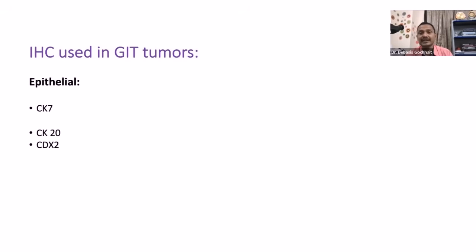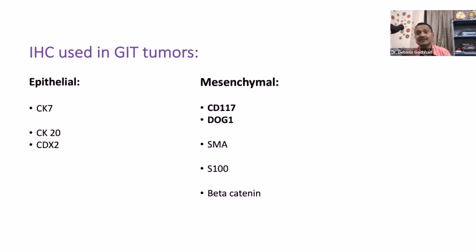When we talk about the gastrointestinal tumors, now gastrointestinal tumors can be epithelial, which arise from the lining epithelium. Okay, carcinomas arise from the epithelium. Whereas mesenchymal tumors arise from the mesenchymal tissue or supporting tissue like muscle, nerve, and blood vessels. Okay. So when we have a carcinoma arising from the upper stomach and upper aerodigestive tract, it is CK7 positive.